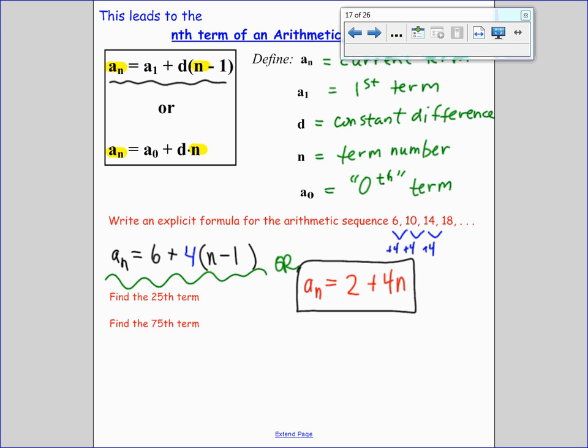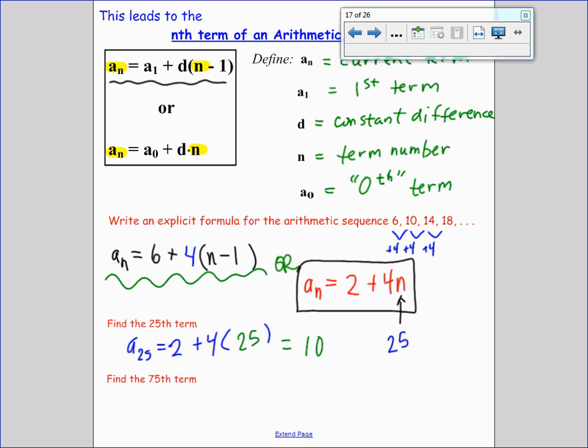Which formula would you like to use? The squiggle underline green or the boxed red? The boxed red. Boxed red looks simpler, doesn't it? Let's go ahead and plug in 25 for n, and we can find the 25th term. So let's plug in 25 for n, and I get a sub 25 equals 2 plus 4 times 25. So I get 102. You guys get 102? Awesome.